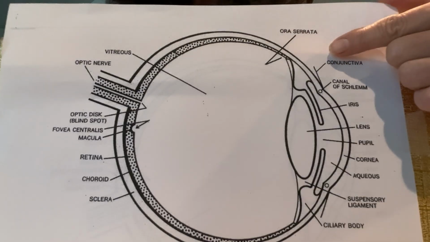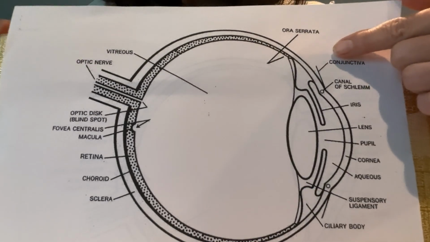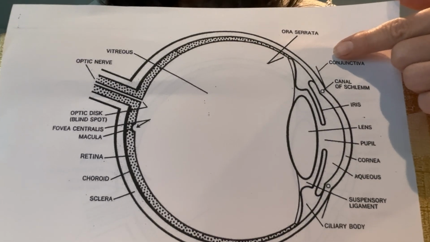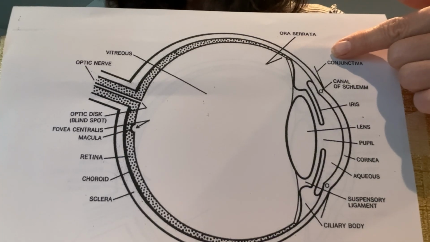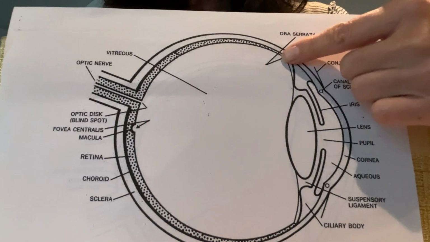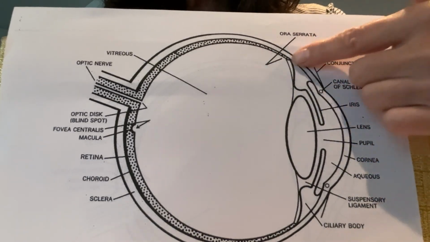Then we're going to move up here to the ora serrata. The ora serrata is the area of the inner eye where the retina ends and the choroid layer of the eye can be seen. Ora serrata.